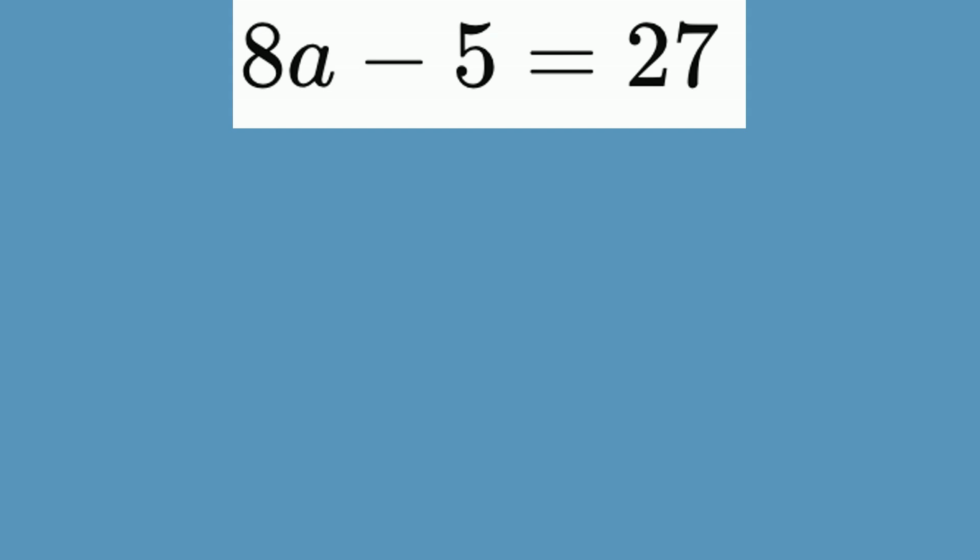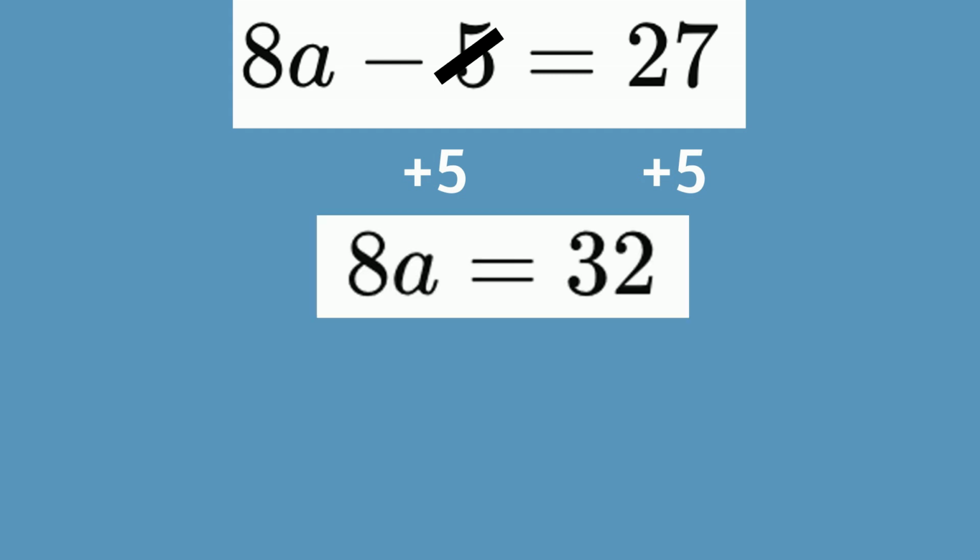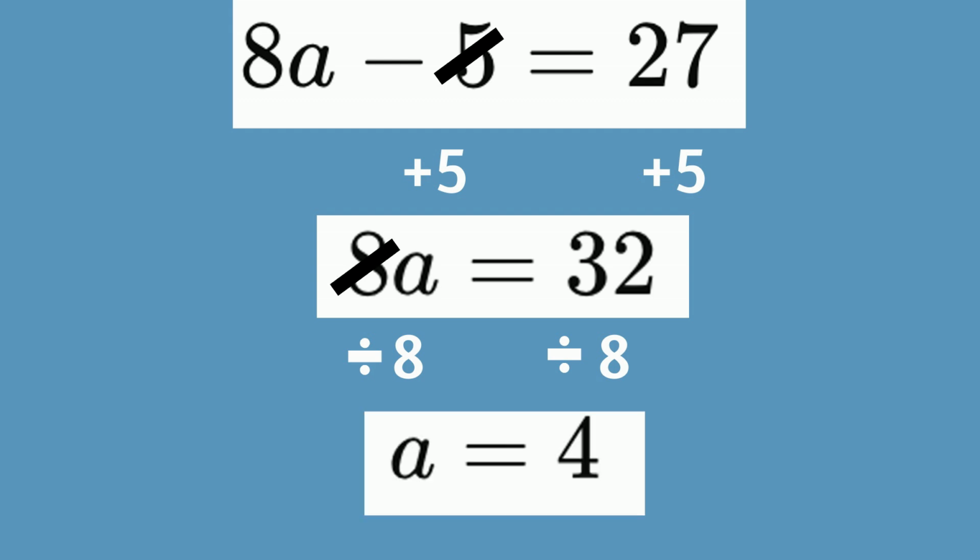In this equation, we start by adding 5 to both sides, because 5 has to be removed first. It is the furthest away from the variable. Now on the left-hand side, we only have 8a left, and on the right-hand side, we have 27 plus 5, which is 32. Next step is to divide both sides by 8. Answer is a equals 4.